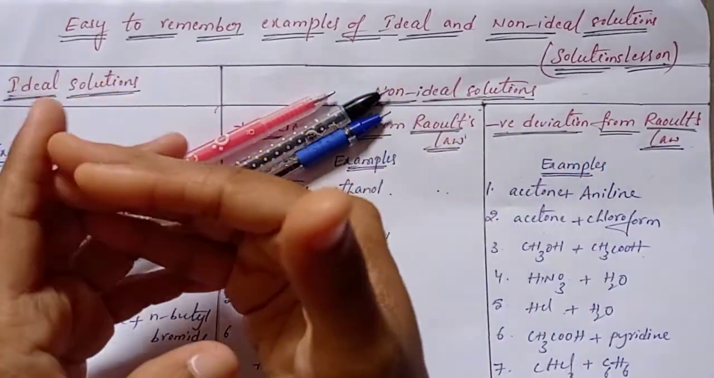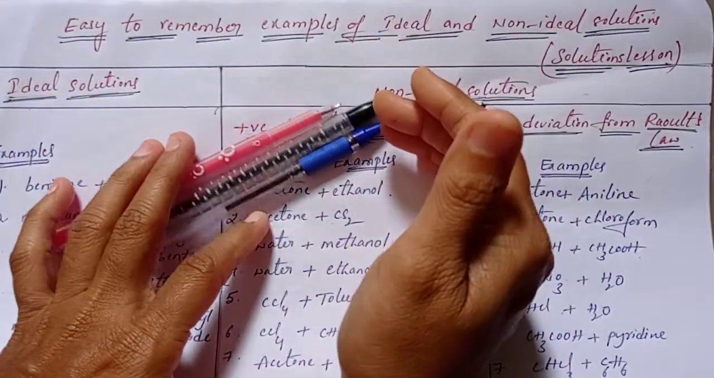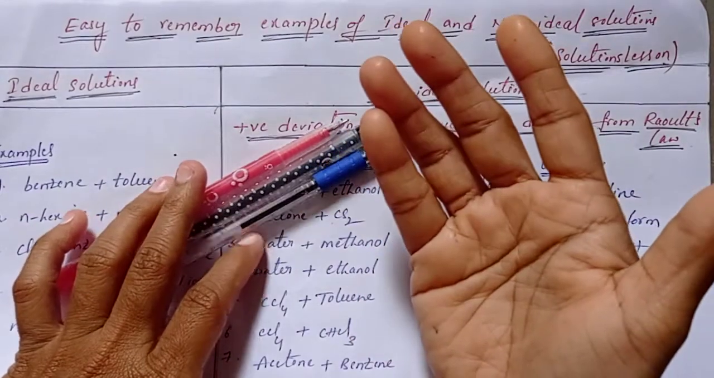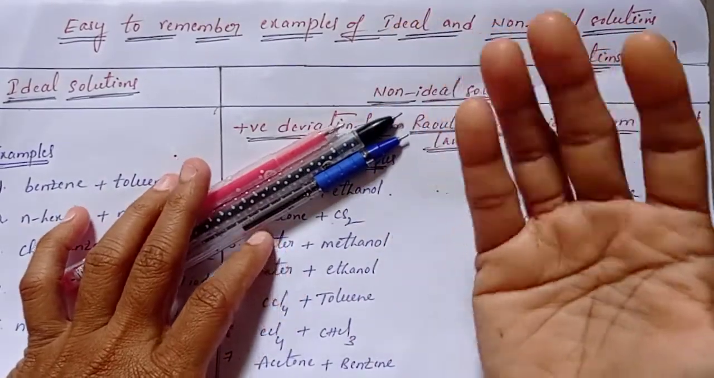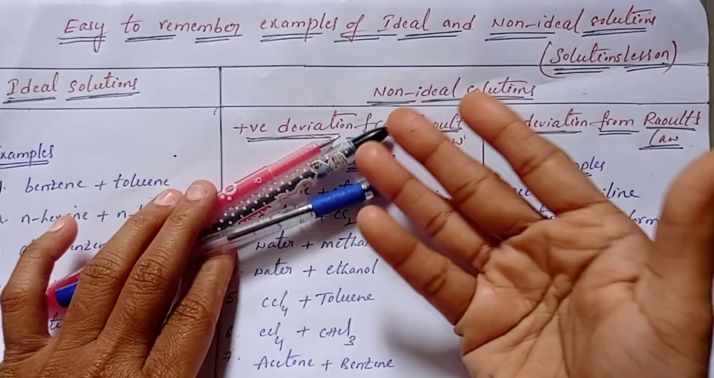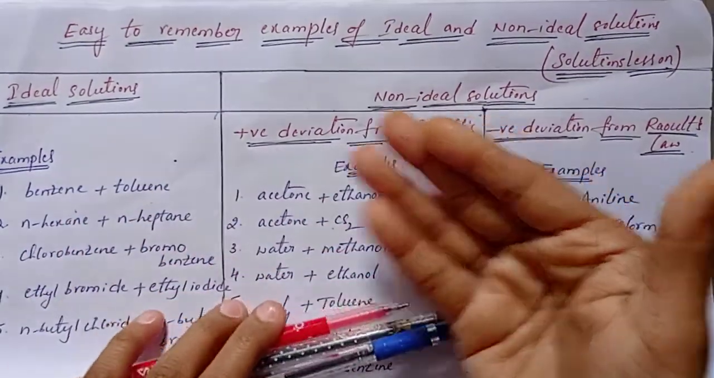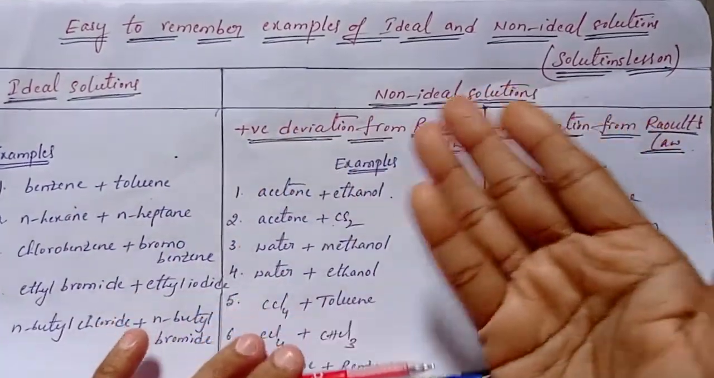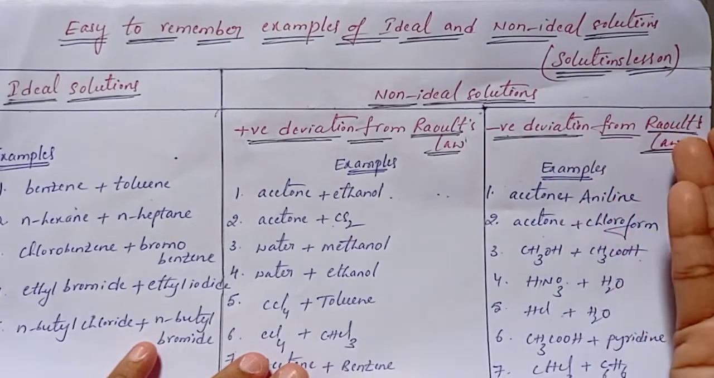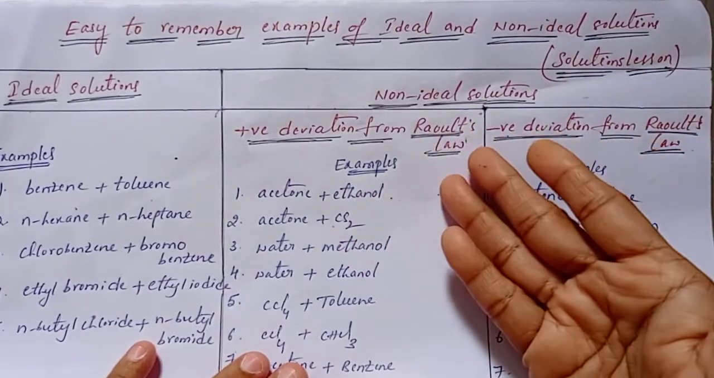So we know ideal solutions and non-ideal solutions. What is the definition? Solutions which obey Raoult's law are called ideal solutions, and those which do not obey Raoult's law are called non-ideal solutions. In non-ideal solutions, there are two types: positive deviation and negative deviation from Raoult's law.